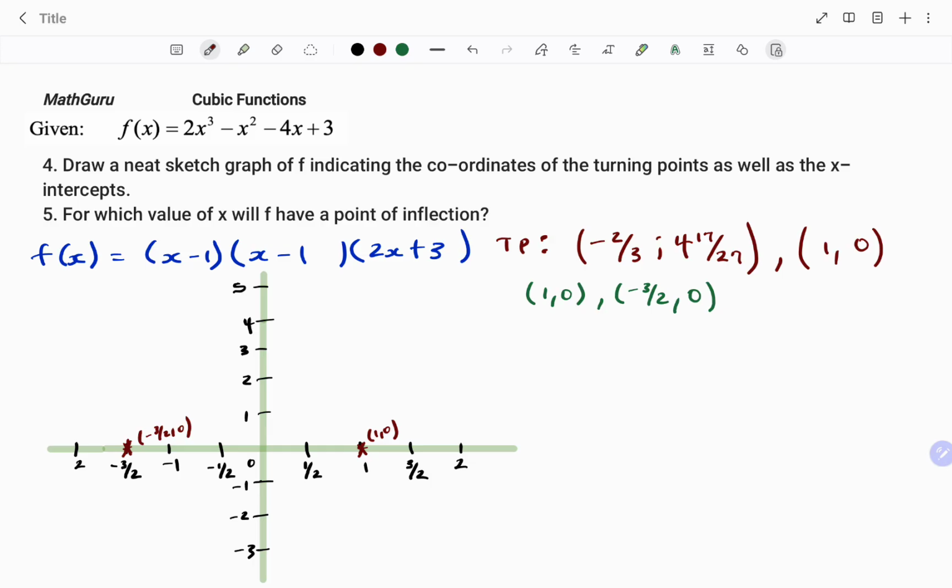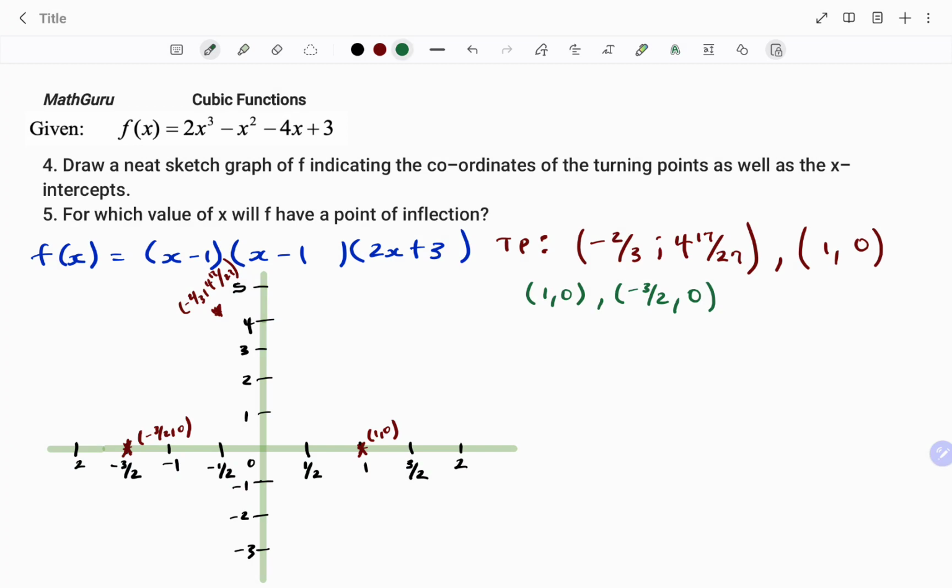If I go to negative 2 over 3, it's going to be somewhere here, and 17 over 27 will be somewhere here. I'll put a dot on my point, negative 2 over 3 and 17 over 27. Then the next turning point is at 1 and 0.